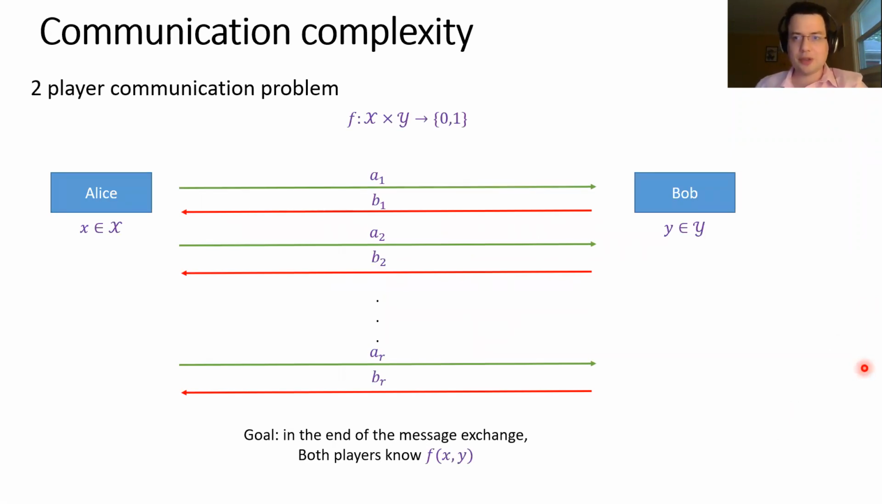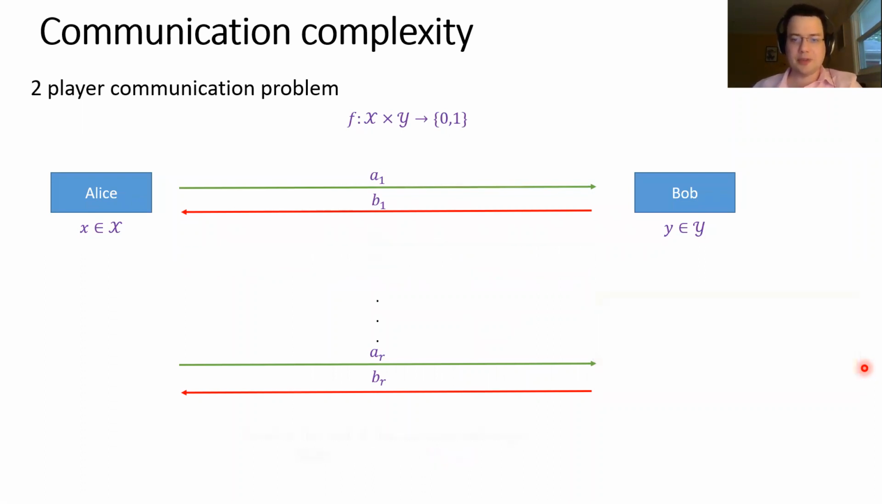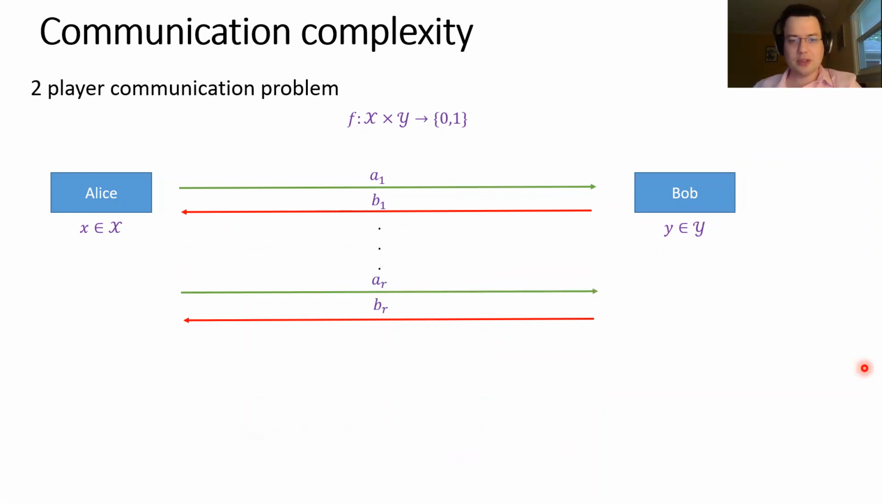So the overall subject of this paper and this talk is communication complexity. Two-party communication complexity: there are two parties, Alice and Bob. Alice gets an input X, Bob gets an input Y, and they would like to use a protocol to compute a function F. We study the question: how efficiently can this be done? This is the overall goal.